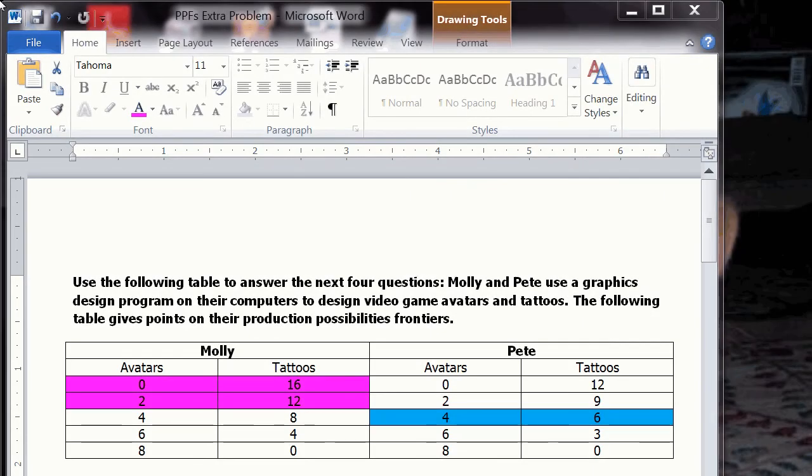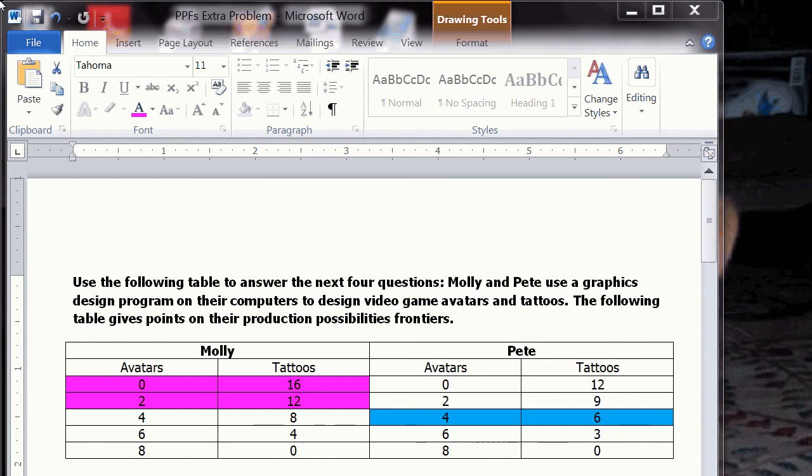Okay, this is an example of how to calculate opportunity cost when you are presented with linear equations. For our specific example, we're going to be hanging out with Molly and Pete, and they are trying to do graphic design on their computers, and they are making avatars and tattoos. The following table shows both Molly and Pete, and how many avatars and how many tattoos each of them can make if they were to split their time.